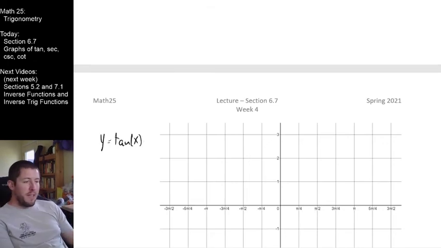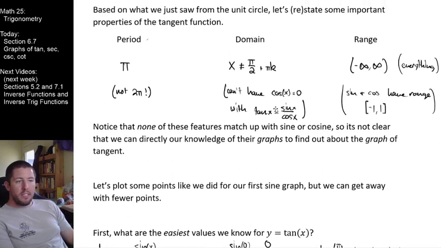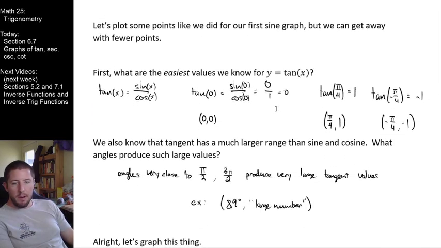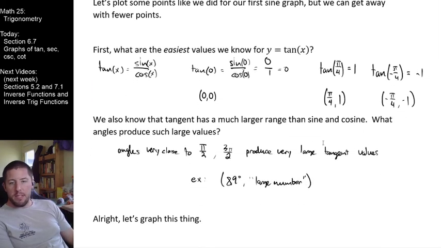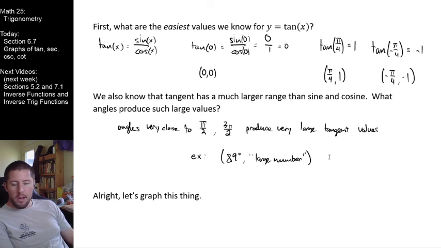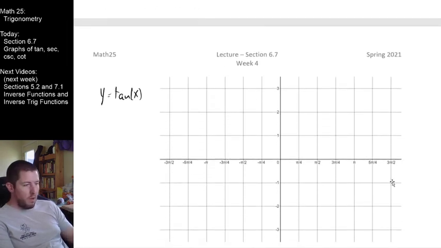And there's a bunch of features that I want to identify here. All this information on this page I'm going to use to help me draw my graph. So first things first, draw the easy points: 0, 0; pi fourths, 1; negative pi fourths, negative 1. So those are my first 3 points.